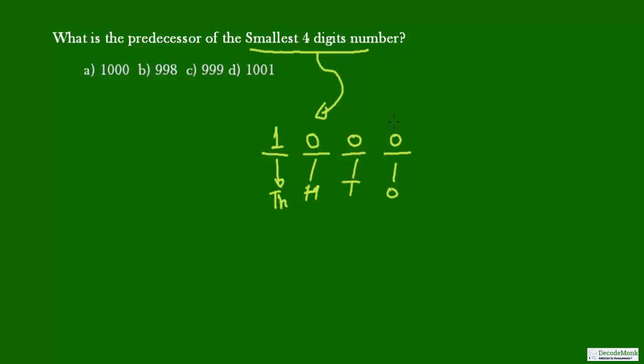So this is a 4-digit number: 1, 2, 3, 4. That is, 1000 is the smallest 4-digit number. Now it is asking you what is the predecessor. Now what is predecessor? Predecessor means which comes just before. Let me write it down, because you have to know each and every concept, the meaning of each and every word, so that you should be able to understand and answer questions properly.